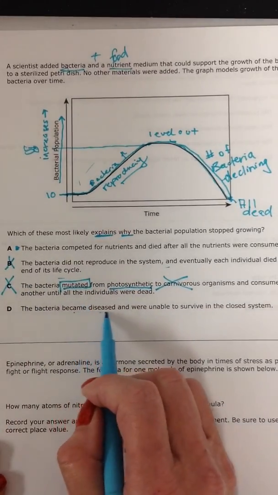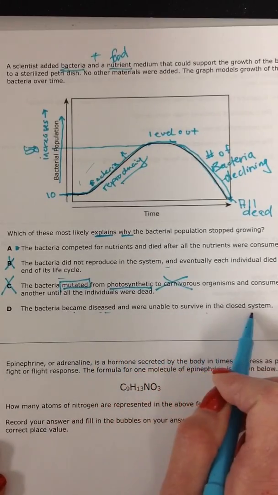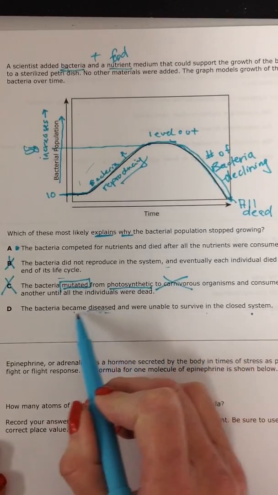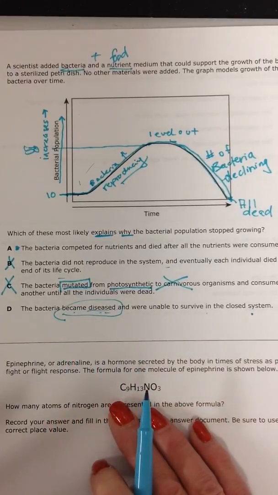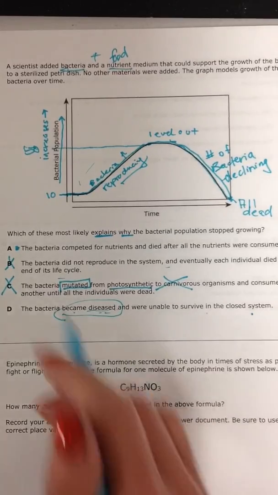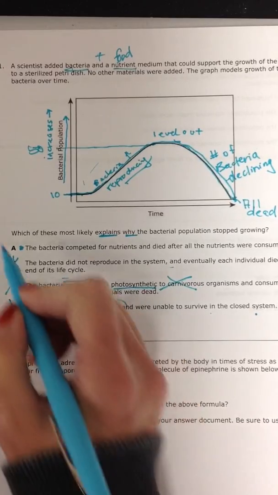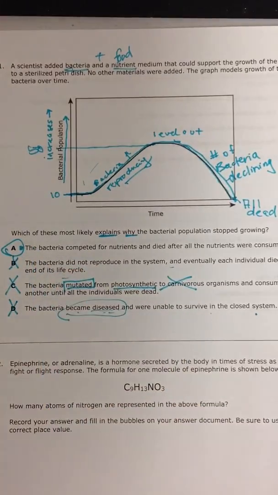The bacteria became diseased and were unable to survive in the closed system. Well, we have no information on that. So they didn't give us any clue as to something happened in the system. They only told us there were food, nutrients, and bacteria. So this is a very unlikely answer. So our answer choice will be A.